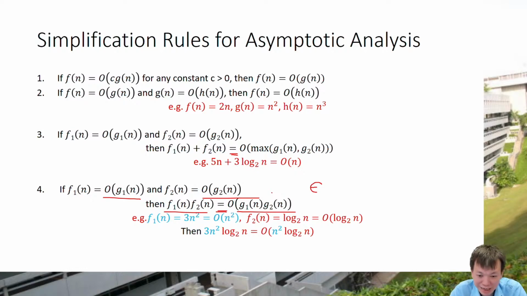That's why I highlighted it to you at the beginning. So f1(n) equal to 3n square, then equal, that's why they say it's in O(n square). Then log, that's why you can combine. So it's n square log 2n.